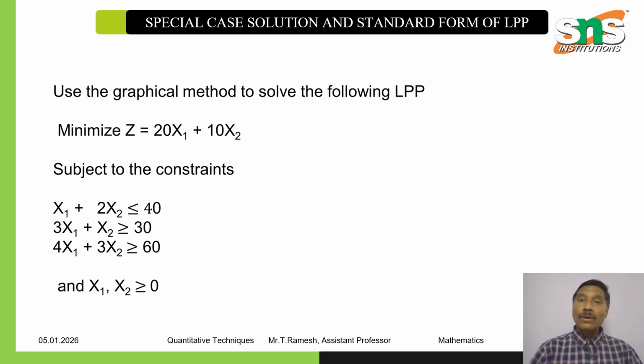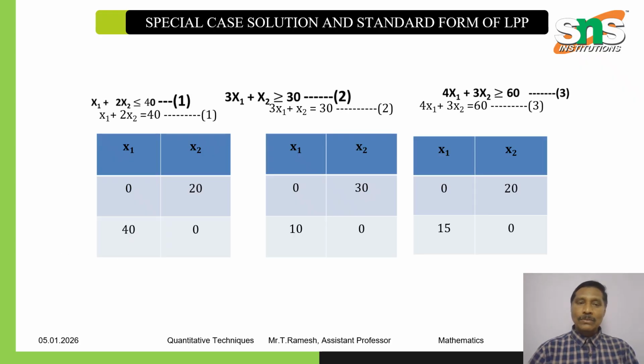We find the coordinate points of the given constraints. So before that, we consider all the inequalities as equalities. Right. So first, from the first inequality, that is x1 plus 2x2 less than or equal to 40, if we consider this less than or equal to as equal, that is x1 plus 2x2 is equal to 40. As usual, we find what the x1, x2 values are from the first line.